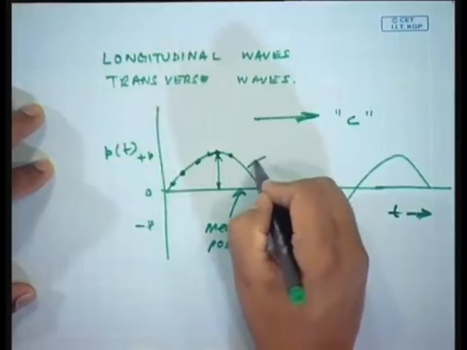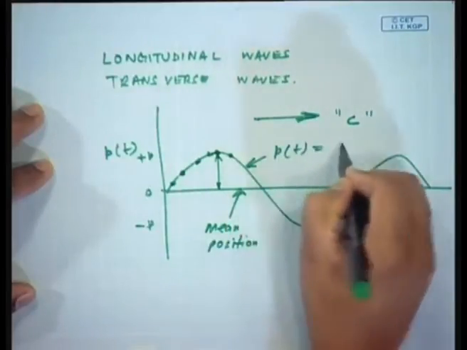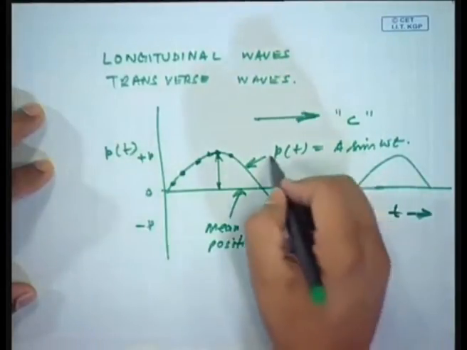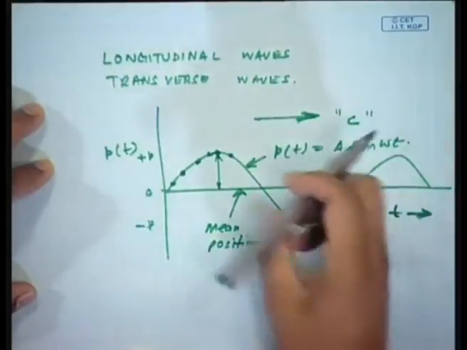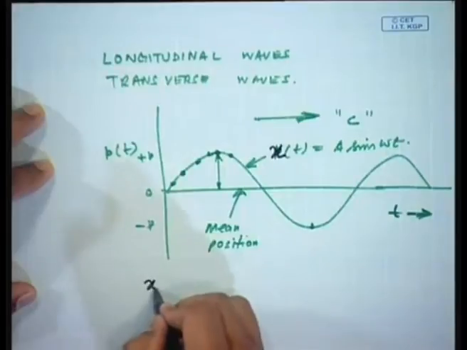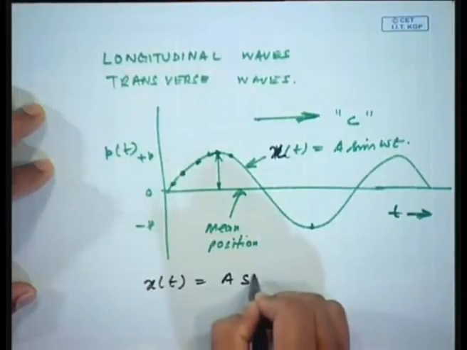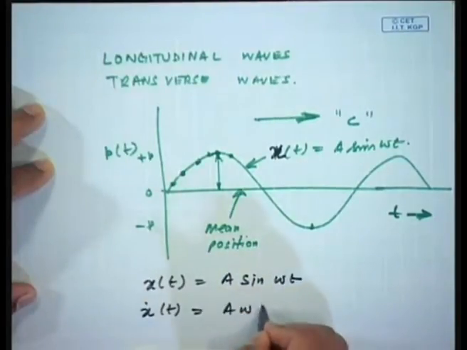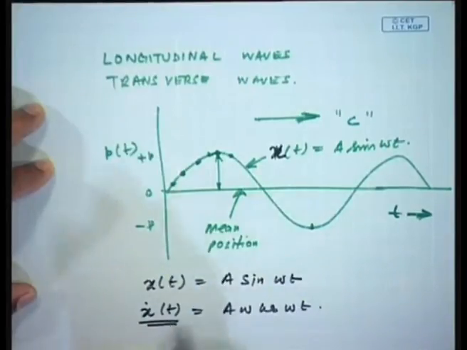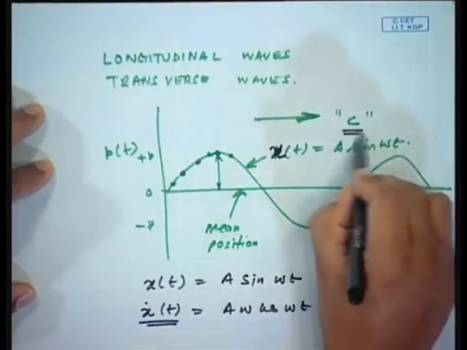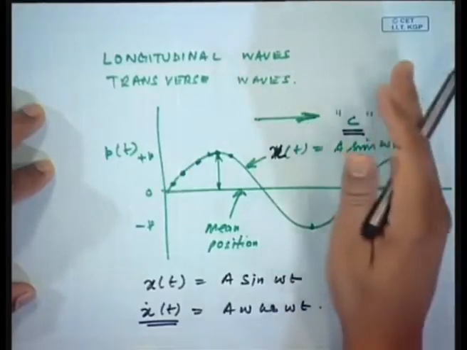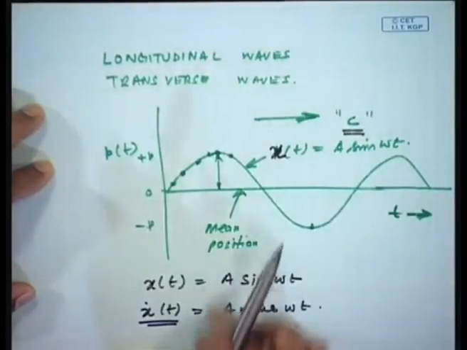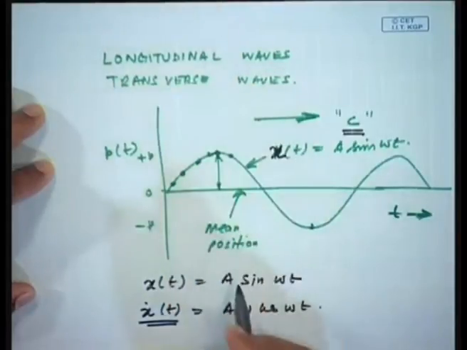For example, if I write the displacement x t as a sin omega t, I can find out x dot t is nothing but a omega cosine omega t. Mind you, this is the particle velocity, and which is different from the speed of sound in the media. Speed of sound means the speed at which this wave front is moving, and this velocity means the velocity at which the particle is oscillating, which is perpendicular.